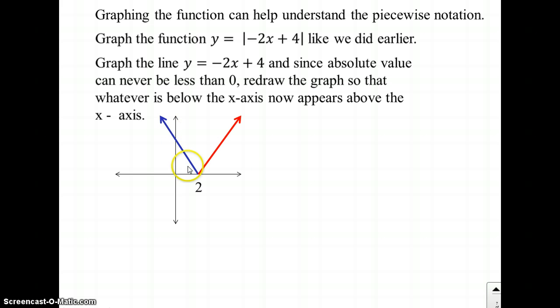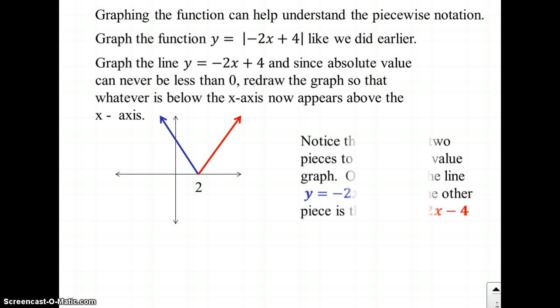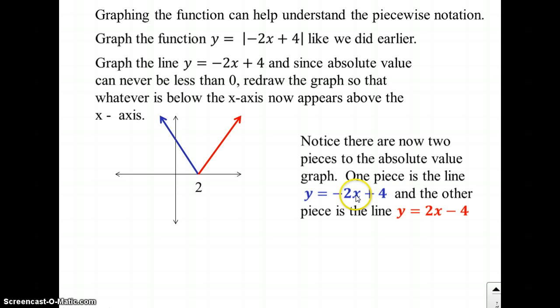This blue part of the graph is the line y equals -2x plus 4, and that occurs when x is less than or equal to positive 2. So the blue part was the original line, negative 2x plus 4. That occurs when x is less than or equal to 2. The second part of the line, the red part, is y equals 2x minus 4, and that occurs when x is greater than 2.